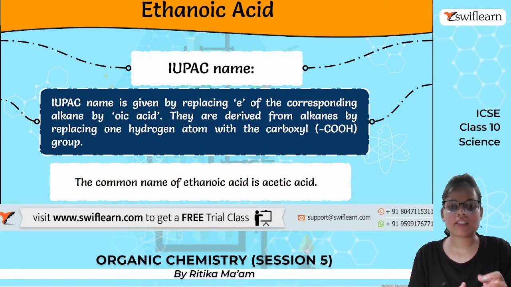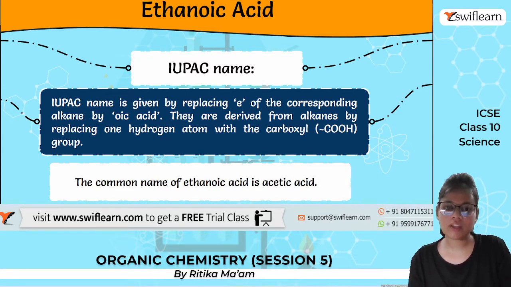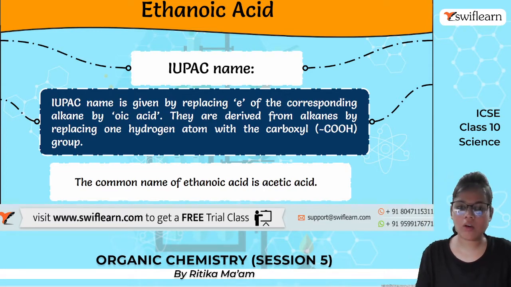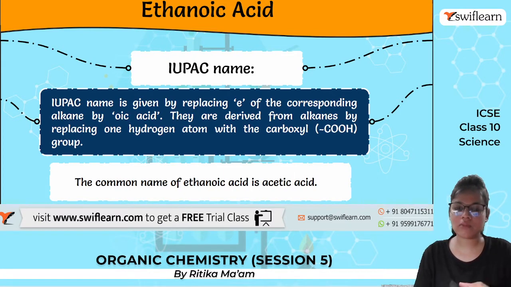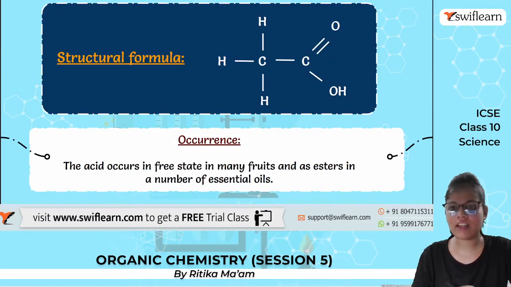IUPAC name, it is given by replacing E of the alkane by oic acid. Okay, same as in the alcohols also, we have seen that, right? So they are derived from alkane by replacing one hydrogen atom with this carboxyl group. And the common name of ethanoic acid is acetic acid, and I'm sure many of you might have heard about it. Okay, next, talking about the structural formula.